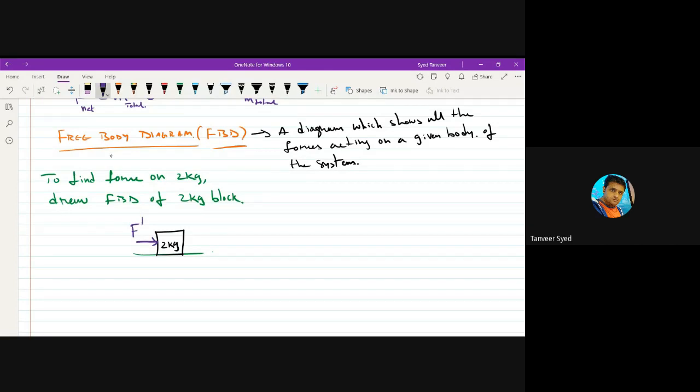And any other force? Sir, the friction or force due to 2 on 4. That's what I told in the beginning. We will ignore friction. We'll forget friction for some time. For another 1 or 2 classes, we'll forget friction. Normal reaction. Normal reaction due to? Due to the 4 kg block, sir. That's what I'm representing as F dash.